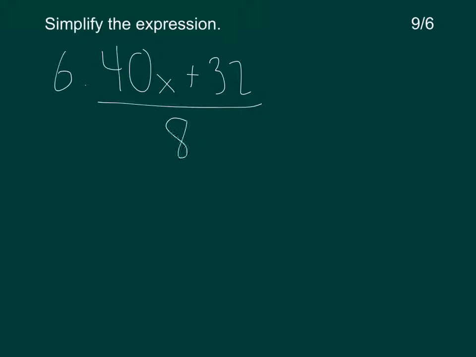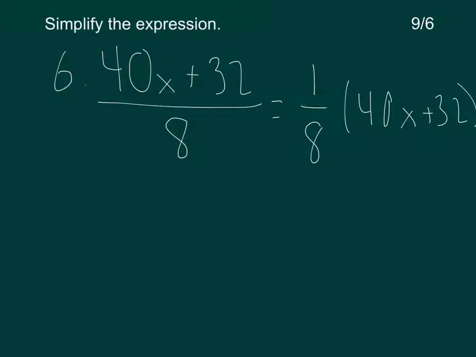And for number 1, this will be number 6 that we've done. We're going to do 40x plus 32 over 8. Looking at this expression, we're going to do it a different way, but just to show you what it equals, this is the same thing as if we were to multiply this whole expression on the top by 1/8. 1/8 times 40x plus 32. Those are the same thing.